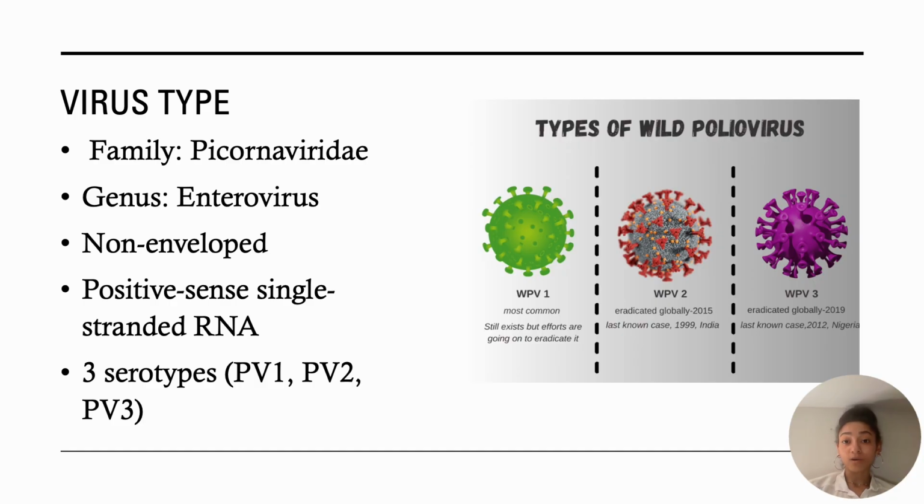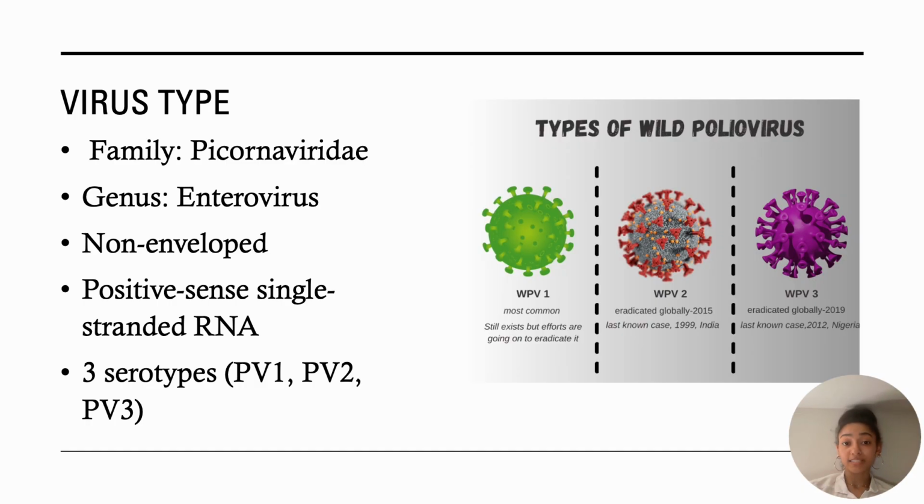Positive sense means that once the virus enters a host cell, its RNA can function directly as messenger RNA. The host's ribosomes can immediately begin translating viral proteins without the virus needing to convert its genome first. This allows for rapid viral replication inside intestinal cells. So, the fact that polio is both non-enveloped and positive sense helps explain why it spreads easily and replicates efficiently once inside the body.